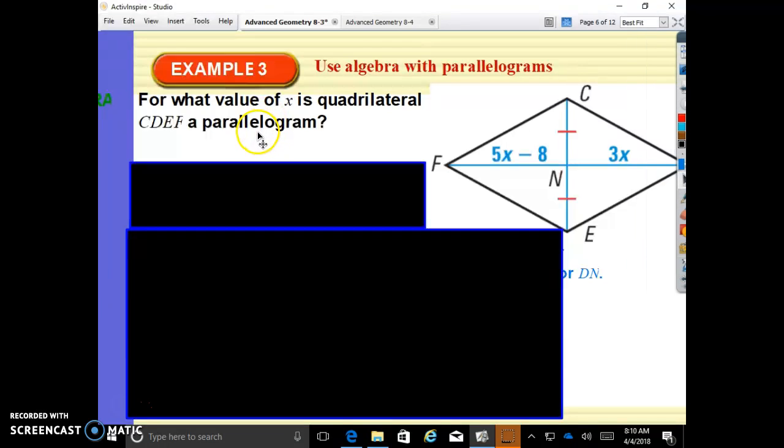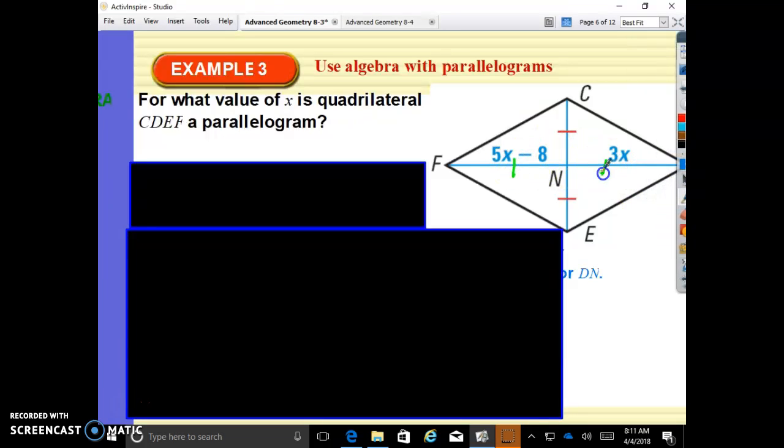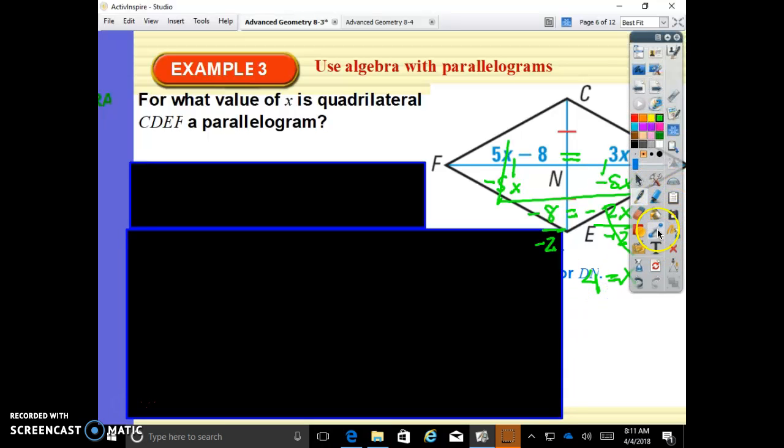For what value of x is the quadrilateral a parallelogram? So if it's a parallelogram, what do we know about its diagonals? They are bisected. Set these equal to each other and solve. So if I subtract 5x from both sides, I would have negative 8 equals negative 2x. Divide by negative 2 on both sides. And I would get that x equals positive 4.